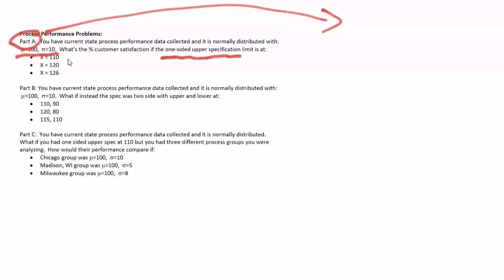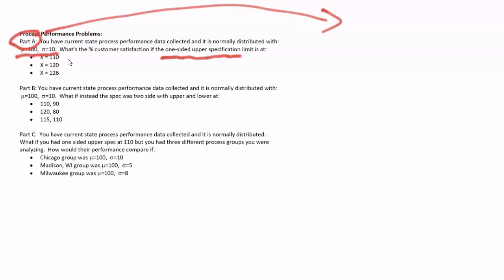So in the first problem that we have, we've got some performance data, and it's normally distributed with the mean equal to 100 and sigma equal to 10. And the question is, what's the percent of customer satisfaction if the one-sided upper specification limit is set at 110, 120, and 126. So before we work through this problem, I'm going to be using the empirical rule to help us with this information.